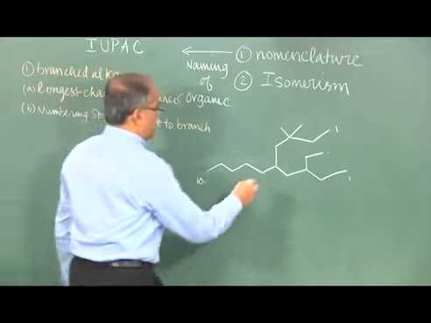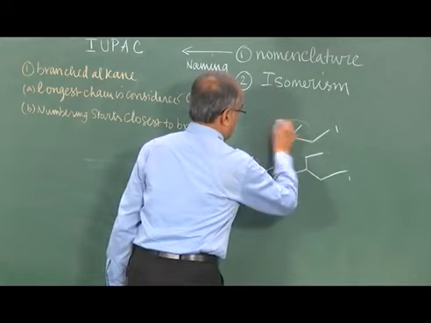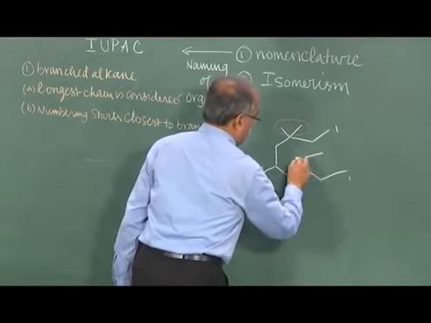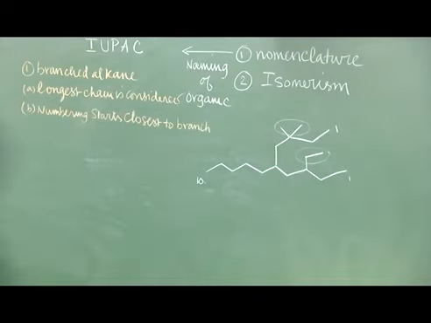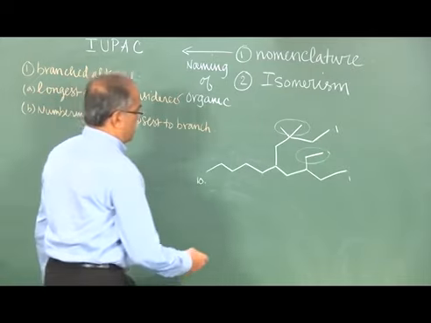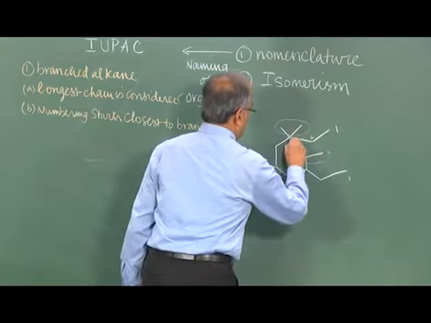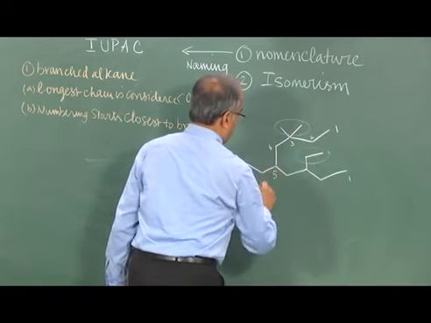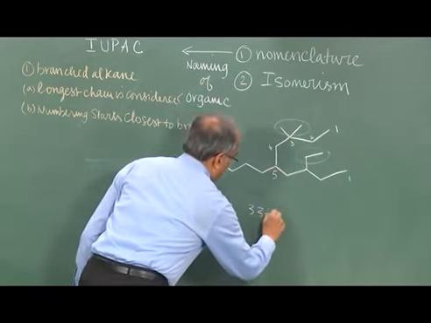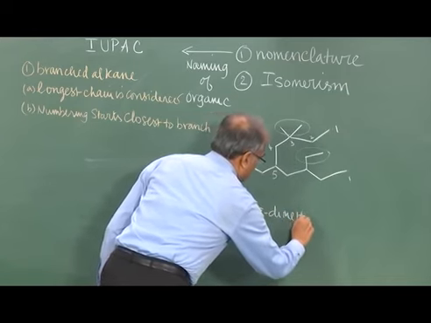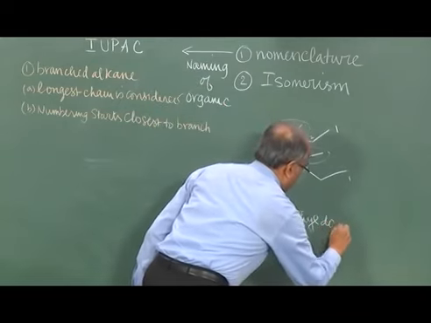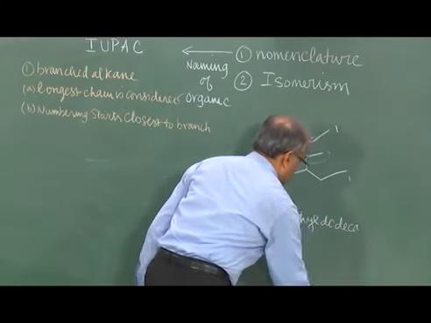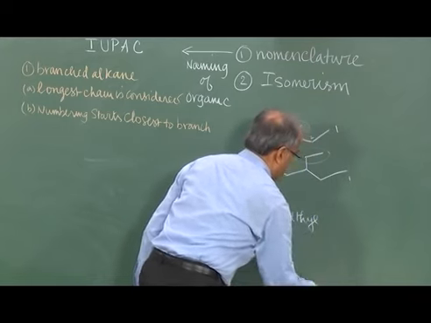However, if you consider the branching, this has more branching. This has 2 methyl groups in the branching. This has only 1 ethyl group in the branching. So, start with the carbon which has more branching in the chain and number accordingly. So, this would correspond to 3,3 dimethyl, this is a C10, so it is decane. Sorry, this is a decane, dodecane will be C12.